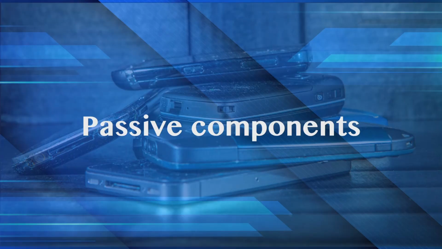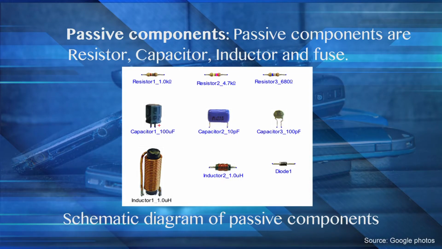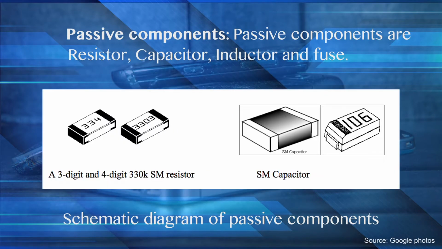Passive components. These components usually require no power for their operation. Passive components are resistor, capacitor, inductor and fuse. So here in this figure the schematic diagrams of some passive components are shown. This figure shows the 3-digit and 4-digit SMD resistors. This figure shows a tantalum capacitor.